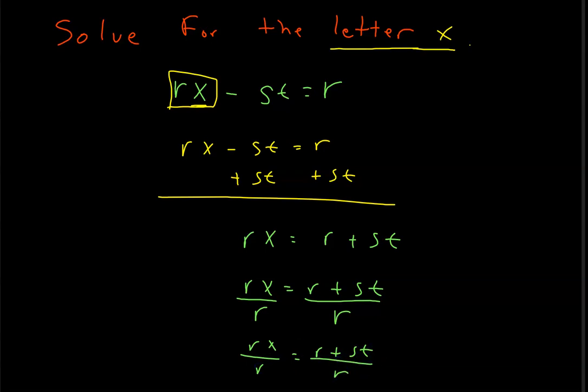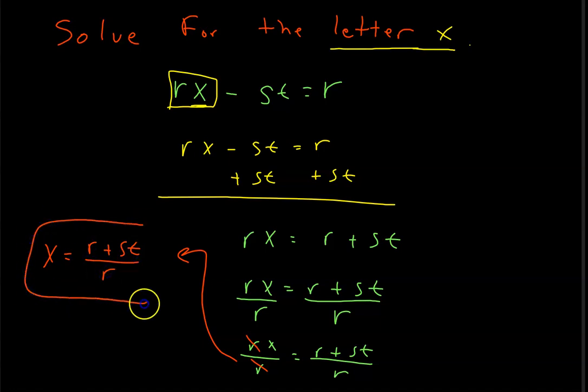So this R cancels, leaving just x on the left side. I'll put it over here. So it should be x equals R plus st all over R. Now I know what x is in terms of all the other letters. All right, let's do another.